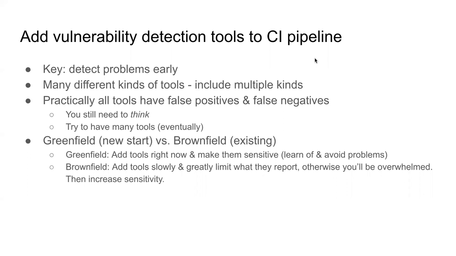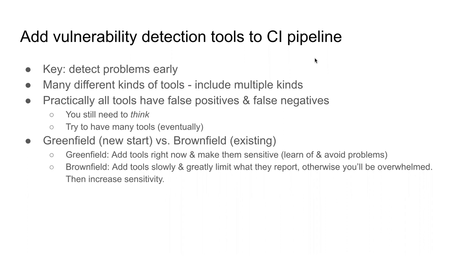Now, there are many, many different kinds of tools. You should include multiple kinds, and in many cases, include multiples even of the same kind. You can think of tools as a kind of automated reviewer. Different reviewers, human reviewers, will notice different problems. Different tools notice different problems. And so you really want to bring a suite of them to bear. Practically all tools have both false positives and false negatives. They're almost always going to have at least one, and typically both.